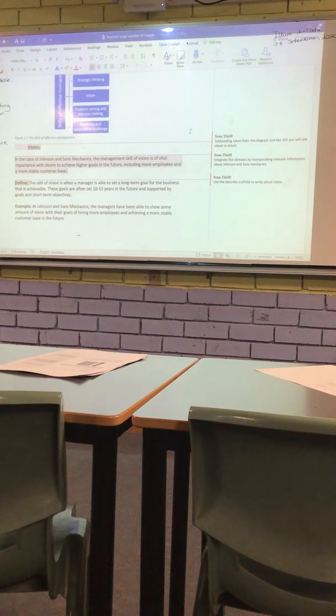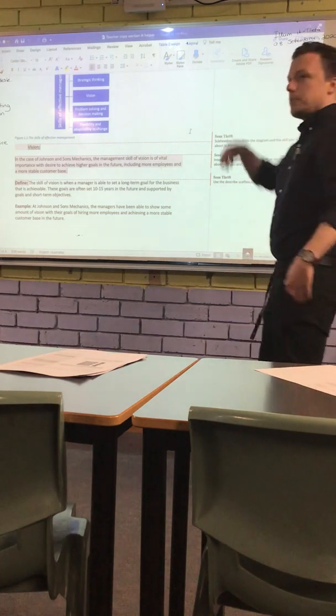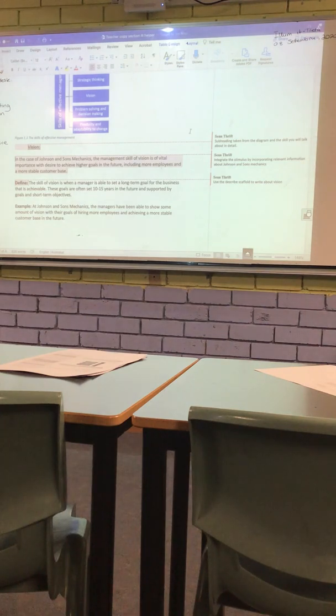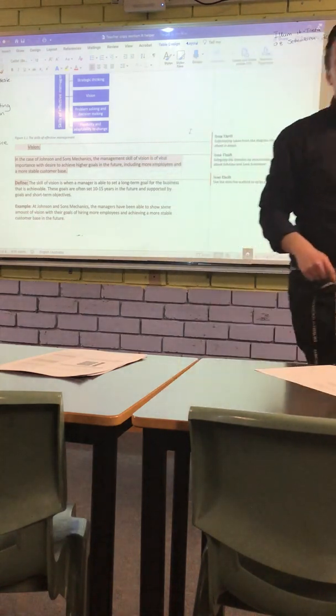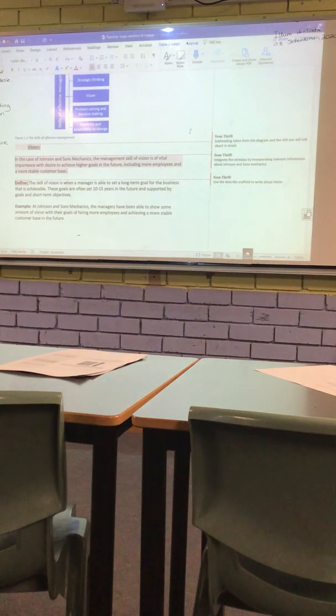Good. Okay? So, your subheading will of course be taken from the diagram. That's why you did the diagram. And a skill you will talk about in detail. Now, let's have a look. We've got a brief sentence to start us off. In the case of Johnson & Sons Mechanics, the management skill of vision is of vital importance with desire to achieve higher goals in the future, including more employees and a more stable customer base. Once again, we've mentioned the business, but we're also drawing back to the stimulus material and saying, this is what their goals are, this is what their vision is. So let's explain in more detail.